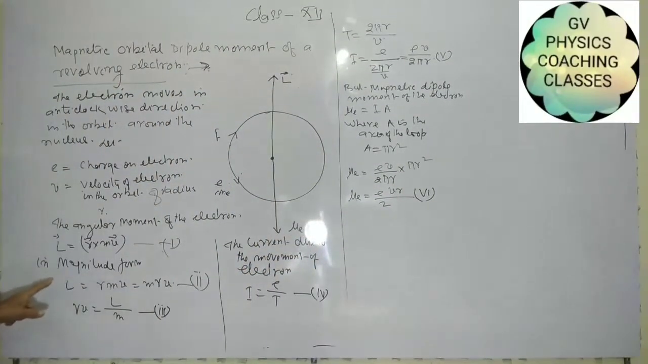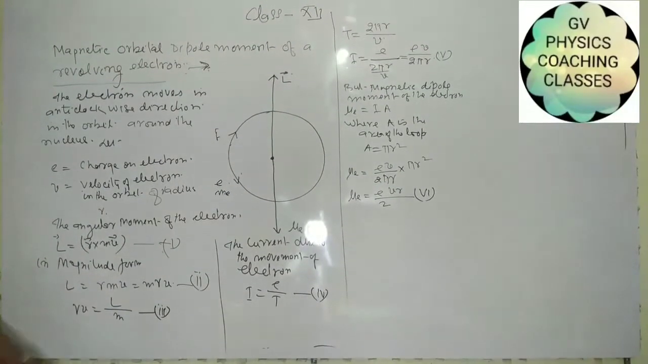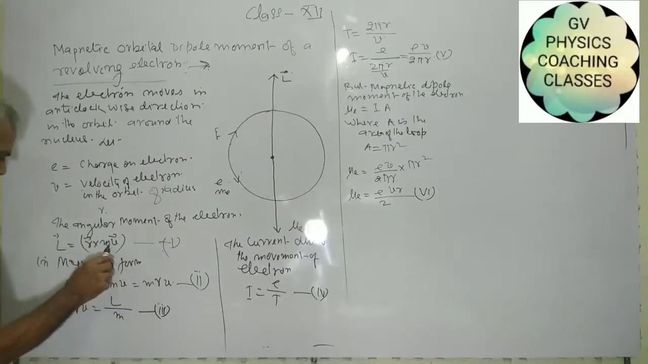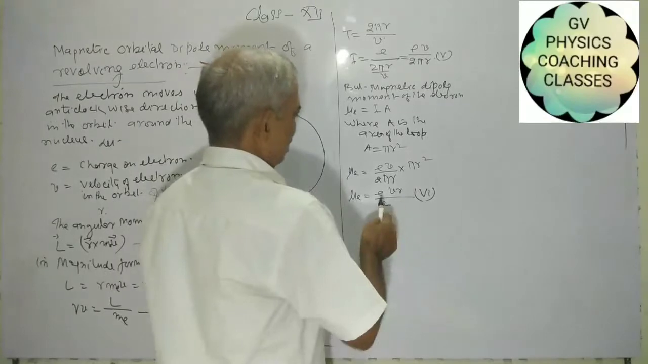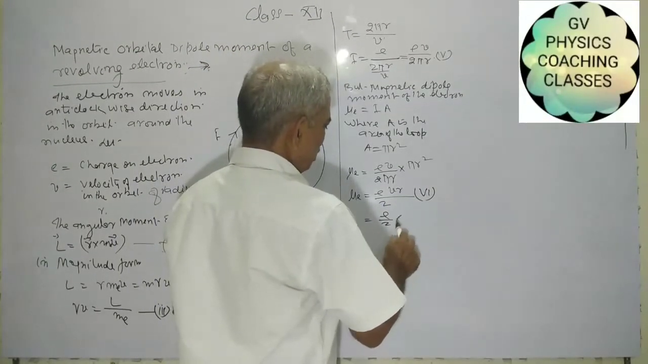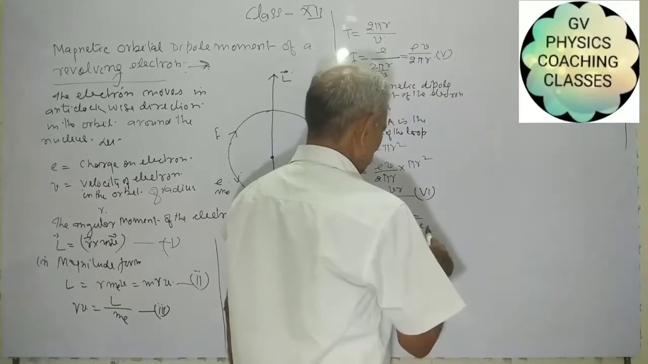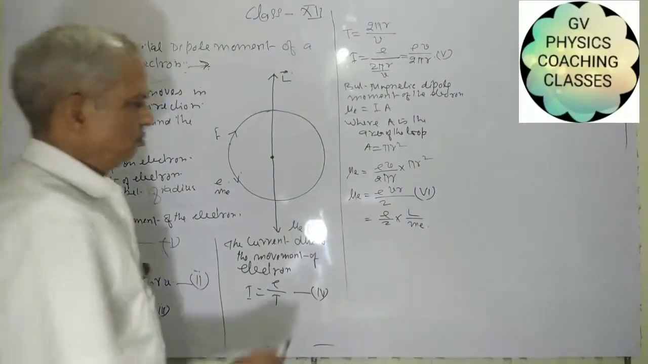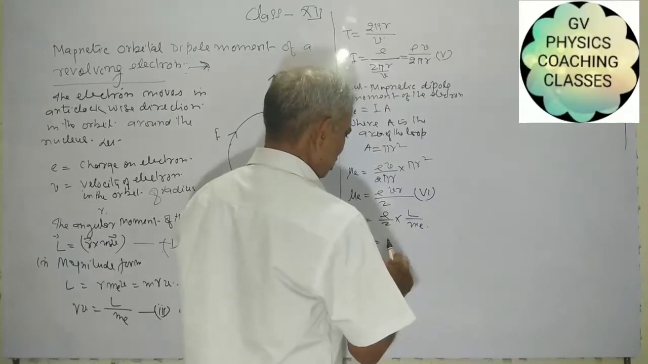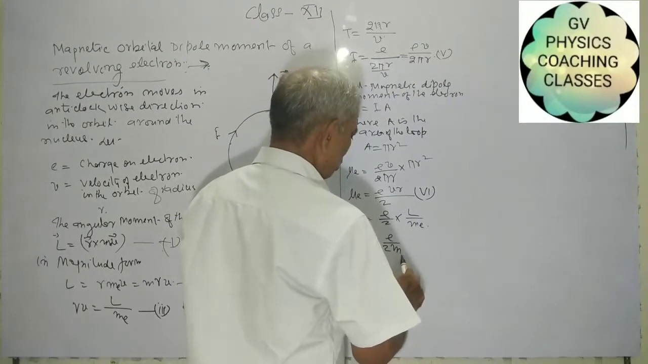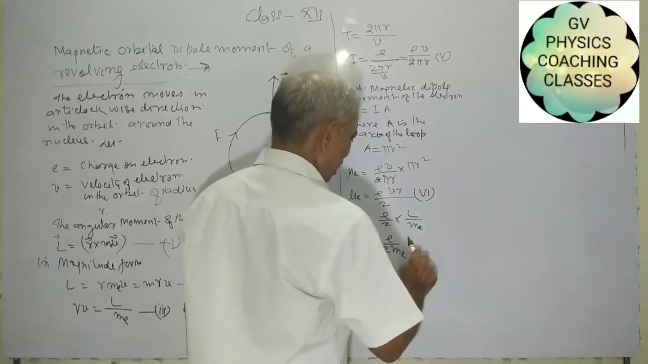Now put the value of v r from here: v r equal to L upon m, where L is the angular momentum and m is the mass of the electron. So mu_e equal to e upon 2 into L upon m. Then mu_e equal to e upon 2 m_e into L, where m_e is the mass of the electron.